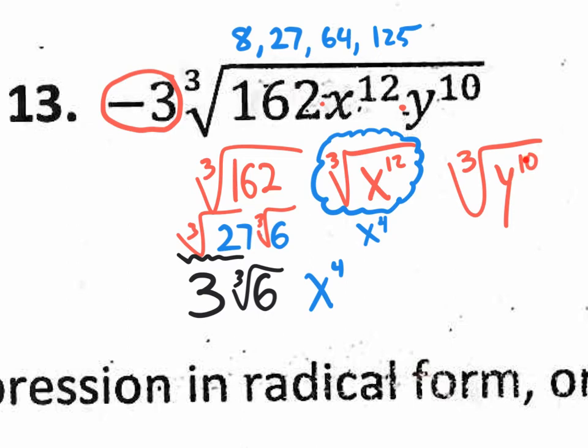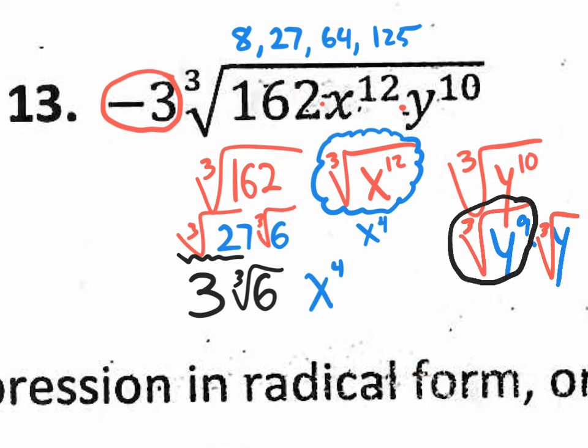So 10 divided by 3 doesn't work out that great. So I'm going to change this y to the 10th. I'm going to make it a y to the 9th times y. That way when I split the root, I could actually do the cube root of y to the 9th, which is really 9 divided by 3, and you'll get y to the 3rd. No more root. But we still have this cube root of y that I need to slap onto my answer. So ladies and gentlemen, this is our answer.